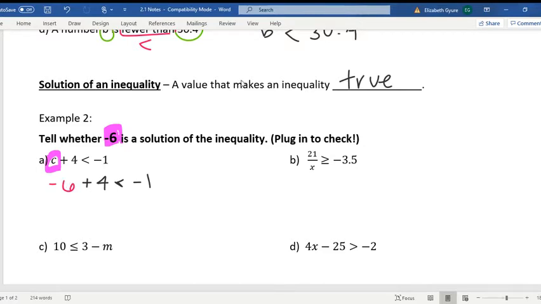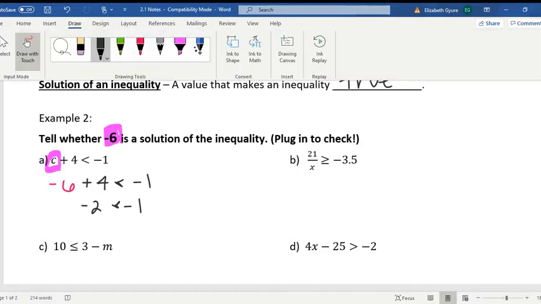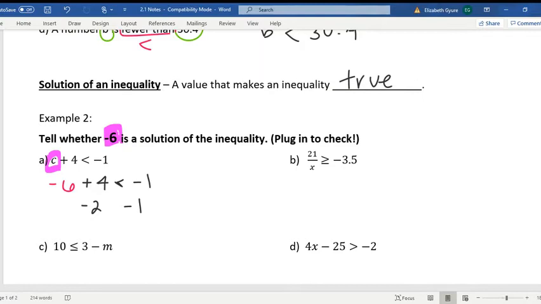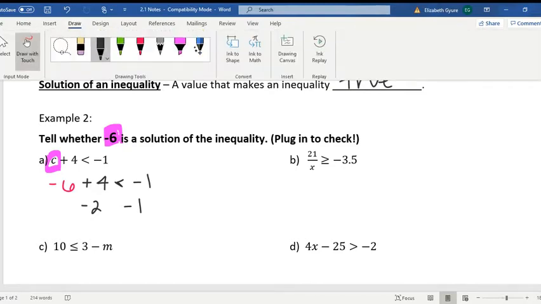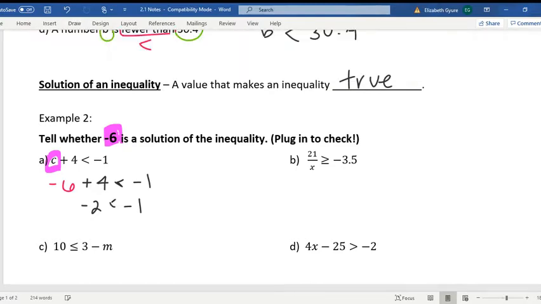Okay, so -6 plus 4. What's -6 plus 4? -2. -2 is less than -1. Now think about a number line. Is -2 less than -1? Yeah, absolutely. Visualize your number line. That is absolutely less than, so this would work.